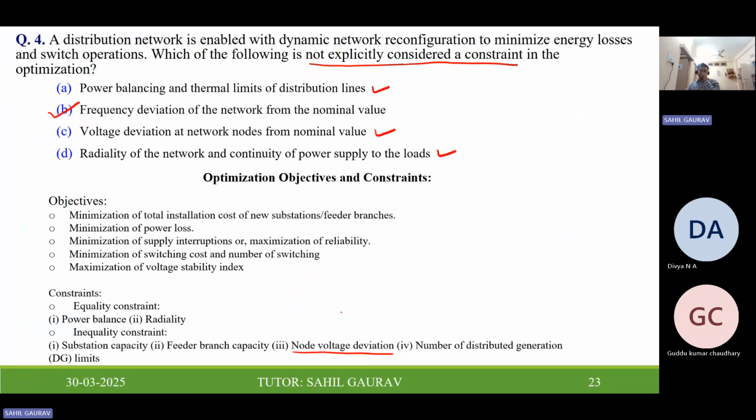We don't set off any area while doing the reconfiguration. We cannot set off any area. We don't interrupt power supply to any part of the network. So frequency deviation is the correct answer because it is not a constraint in the optimization problem.